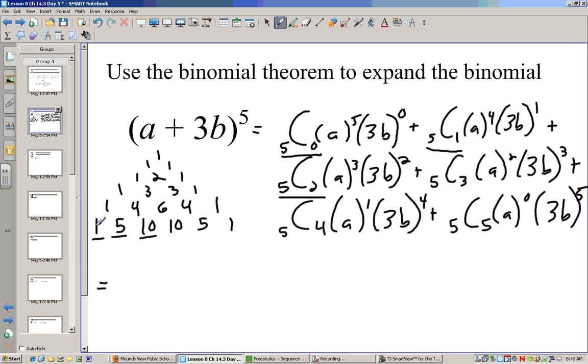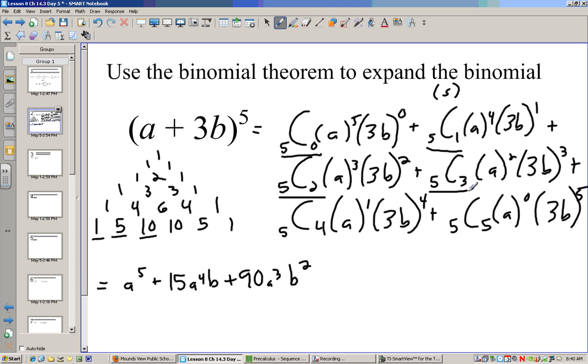5 choose 0 is 1. 1 times a to the fifth times anything to the 0 would just be a to the fifth, because 3b to the 0 is 1. Now here we're going to have 5 choose 1, which is 5, times a to the fourth times 3b to the first. So I can multiply 3 times 5 to get 15, and I have a to the fourth b. This next one, 5 choose 2, is 10. 3 squared is 9. 9 times 10 is 90. Then we have a to the third, b squared.